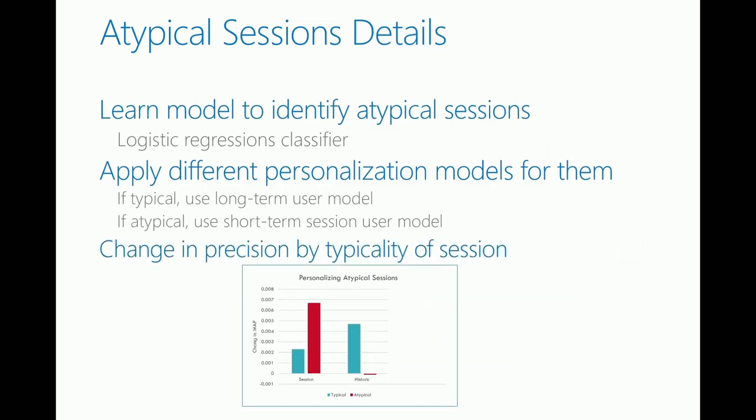Here's just the results of this work. If you look at session-level data only, you do really well for atypical sessions. You're okay for typical sessions. If you use historic-only data, you're really good if it's aligned with your previous history, and not so well if it's not. And if you use a hybrid that tries to learn, based on the current query, how to weight it relative to these two models of your interests, you do much better.